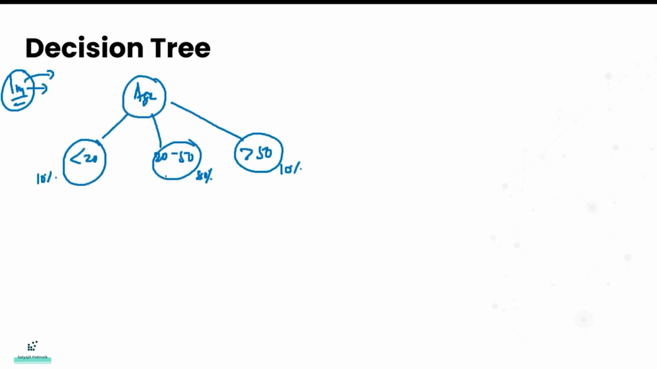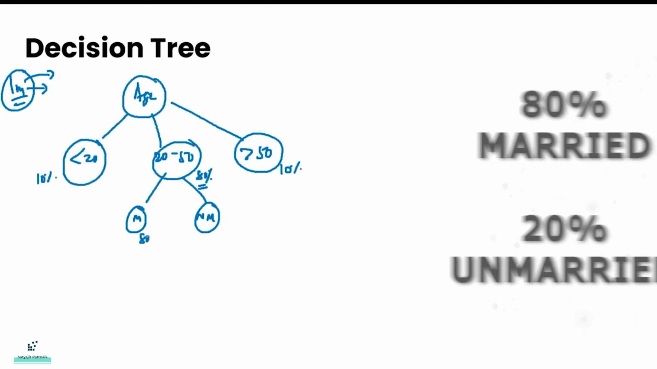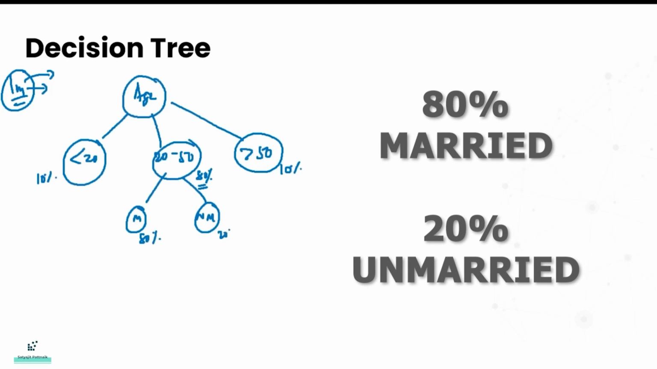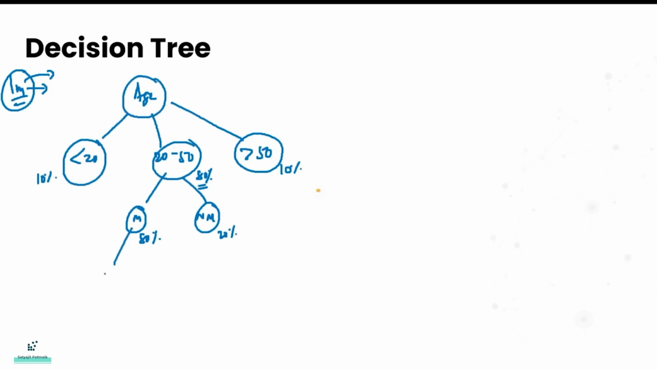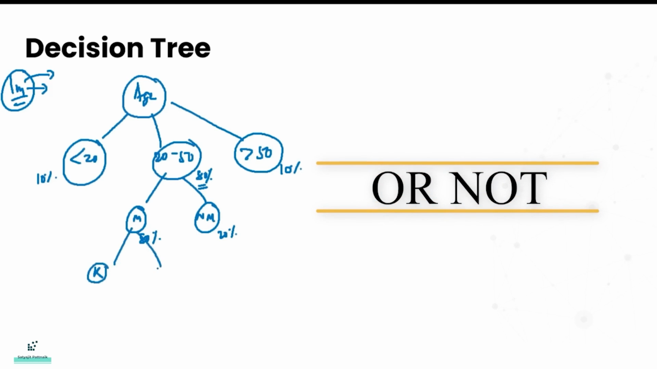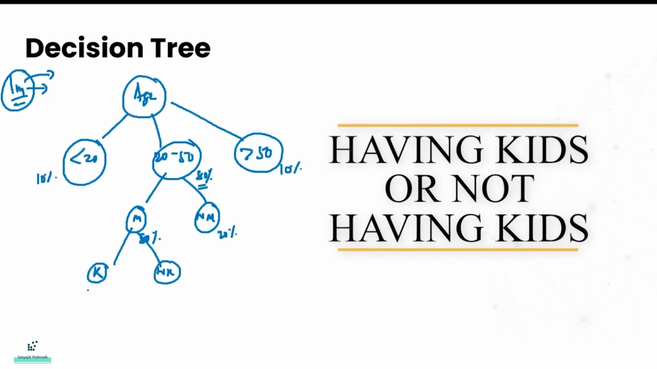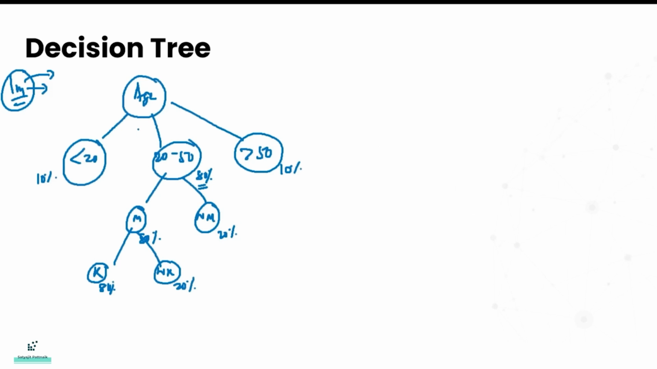From 20 to 50, probably you further go ahead and see how many of them are married and how many of them are not married. Out of these 80% records, which is 0.8 million records, let's say 80% of the records are married and 20% of the records are not married. Again, from married, probably you see the next feature, which is having kids or not having kids. You try to understand that the majority of the people who have taken credit cards are having kids.